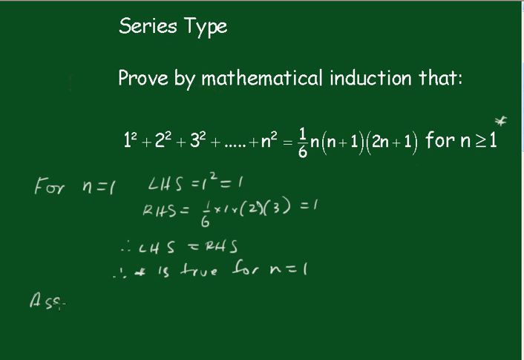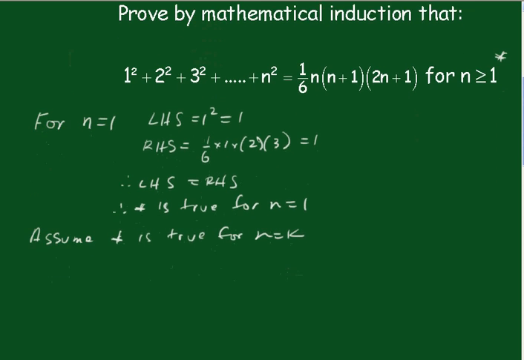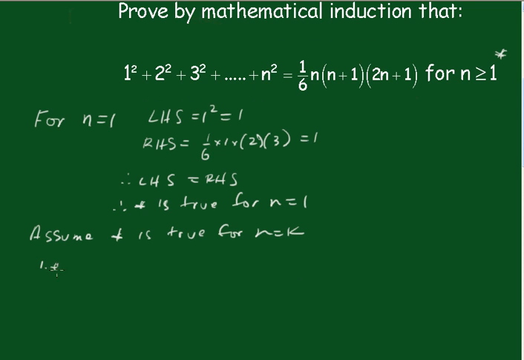Okay, now, as you know, we have to assume it true for n equals k. Now, we'll assume the statement is true for n equals k. That is 1 squared plus 2 squared plus 3 squared, etc., up to k squared is equal to 1 sixth k, k plus 1, 2k plus 1. And we'll call that the statement, our assumption statement.